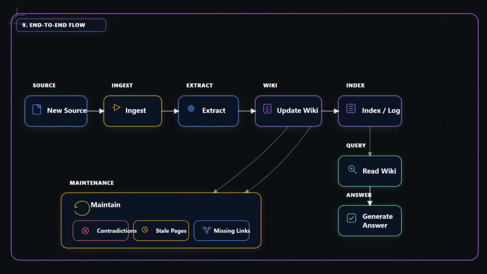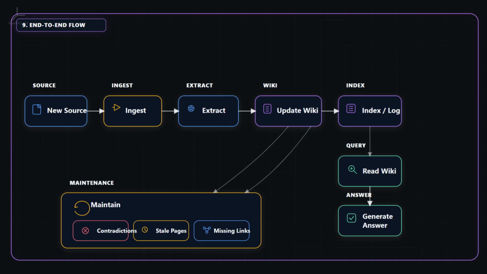If you look at the end-to-end flow, step 1 is ingestion. A new source is added, the agent reads it, extracts key ideas, identifies affected pages, creates new pages if needed, updates the index and appends to the log. And Karpathy also mentioned that one source may touch around 10 to 15 pages.